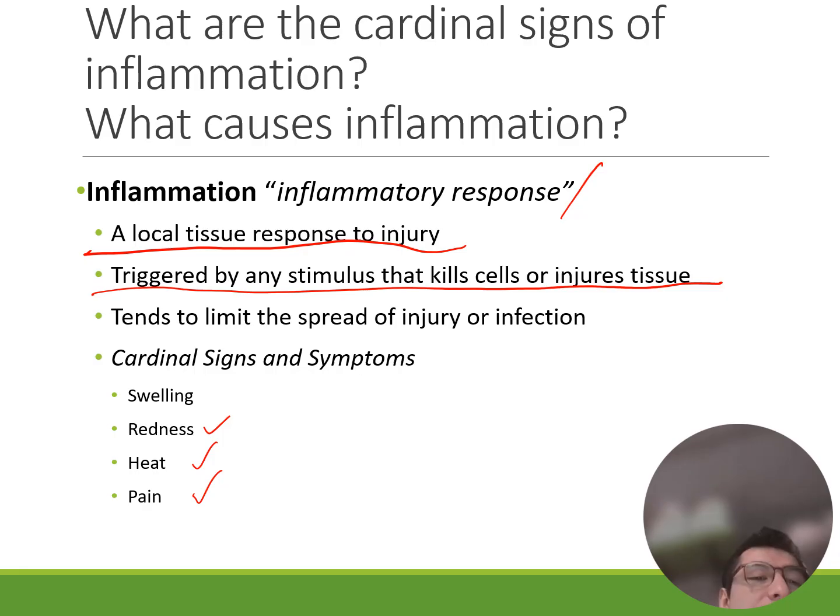There is pain because as there is hyperemia, there is more blood flow to this area. We're filtering more into the interstitial fluid, and this overflow of interstitial fluid is going to press on nerves and they cause pain. These are the cardinal signs of inflammation. A good acronym to remember them is RASH, but remember that the A is pain.